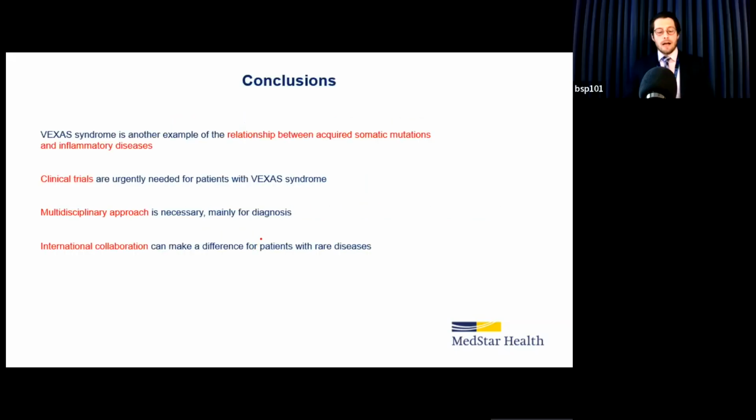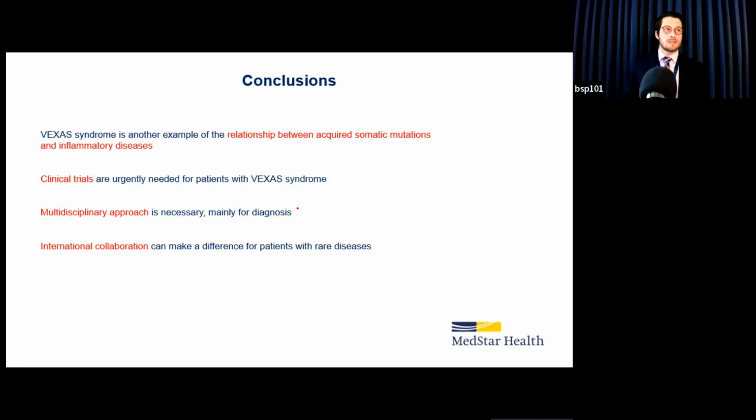So to conclude, I hope you have understood that VEXAS syndrome is another fascinating example of the relationship between somatic mutations and inflammatory diseases. And there's a term now in the literature called hemato-inflammatory diseases, and you're going to be hearing more about that. Clinical trials are urgently needed for patients with VEXAS syndrome as well as other rare diseases. A multidisciplinary approach is necessary because of how differently the patients present, and probably everyone in the community is going to be seeing some of these patients.